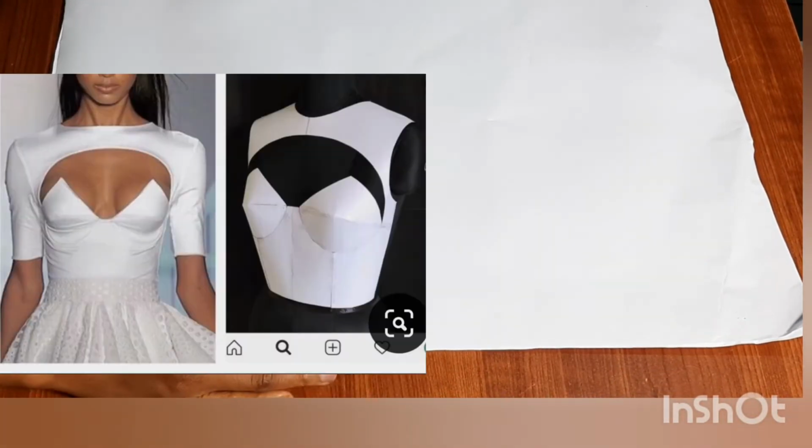So today's lesson, we want to learn how to draft this fine bustier corset with a yoke. So if you're ready, let's start.